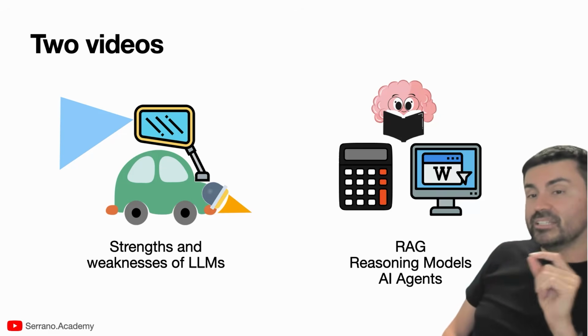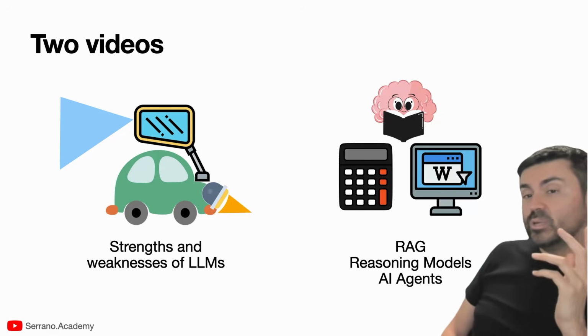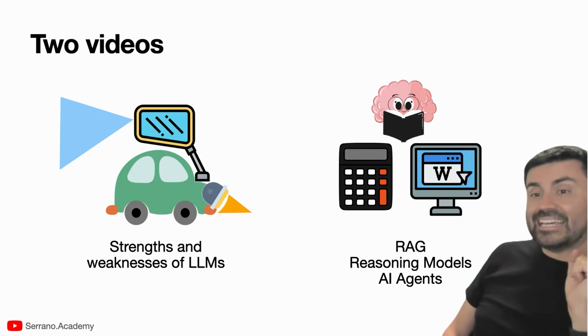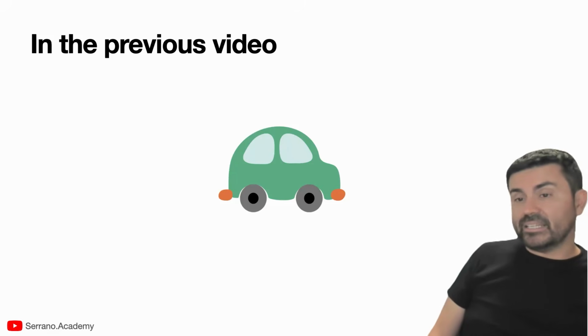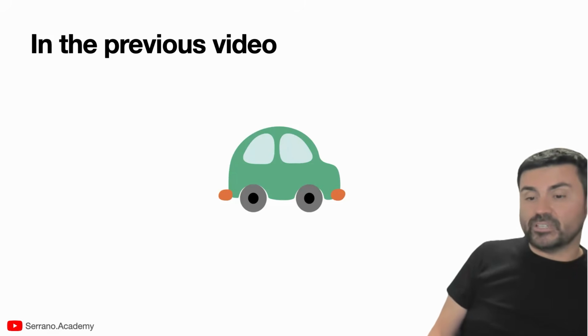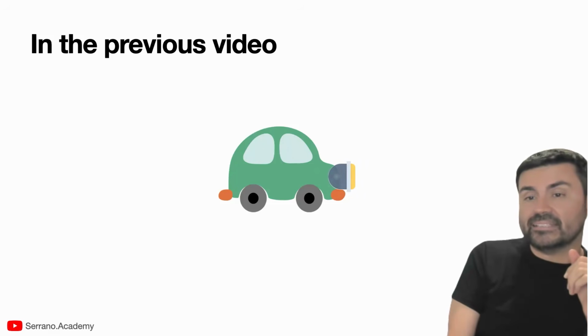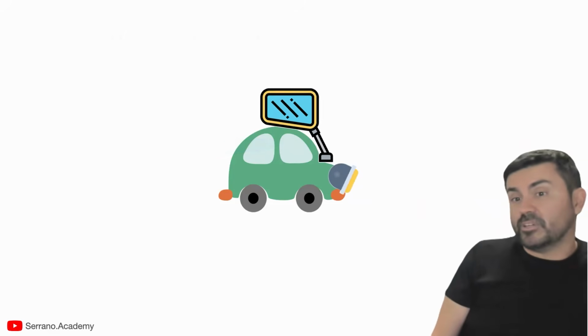In this video, we're going to learn some really good techniques which help us get the best out of an LLM, like RAG, reasoning models, and AI agents. So I can tell you very quickly what we saw in the previous video of strengths and weaknesses. Basically, we see an LLM like a car that has a headlight to see to the front and a rearview mirror to see to the back. Except that this car is very peculiar.